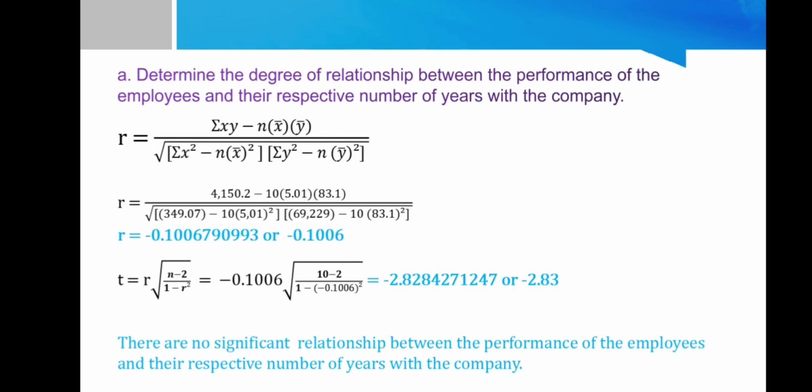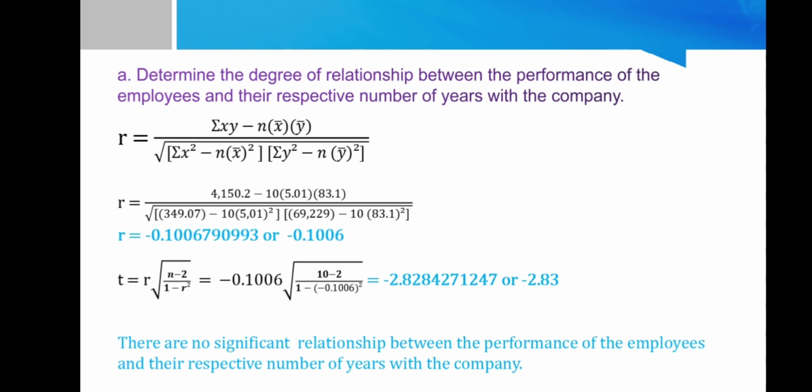Substitute the formula. R equals 4,150.2 minus 10 multiplied by 5.01, 83.1 over radical sign 349.07 minus 10, 5.01 raised to 2, 69,229 minus 10, 83.1 raised to 2. R equals negative 0.1006790993 or negative 0.1006.